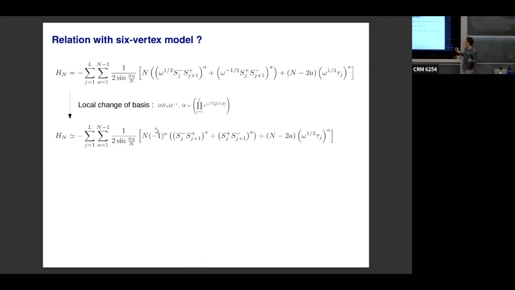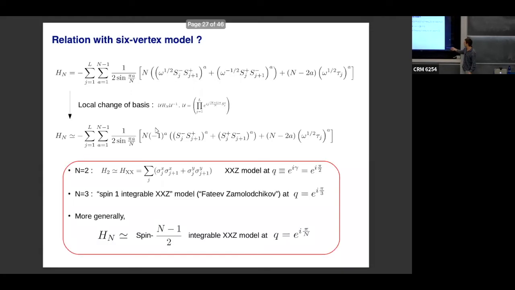And now, the relation with the six-vertex model. Let's look at the first few values of n. For n equals 2, H2 is nothing but the so-called XX spin chain, a special case of the XXZ model at q equals e^(iπ/2). For n equals 3, similarly, H3 is the, between quotes, spin 1 integrable XXZ model related to the Fateev-Zamolodchikov 19-vertex model I told you about before, again at some special root of unity value of q.